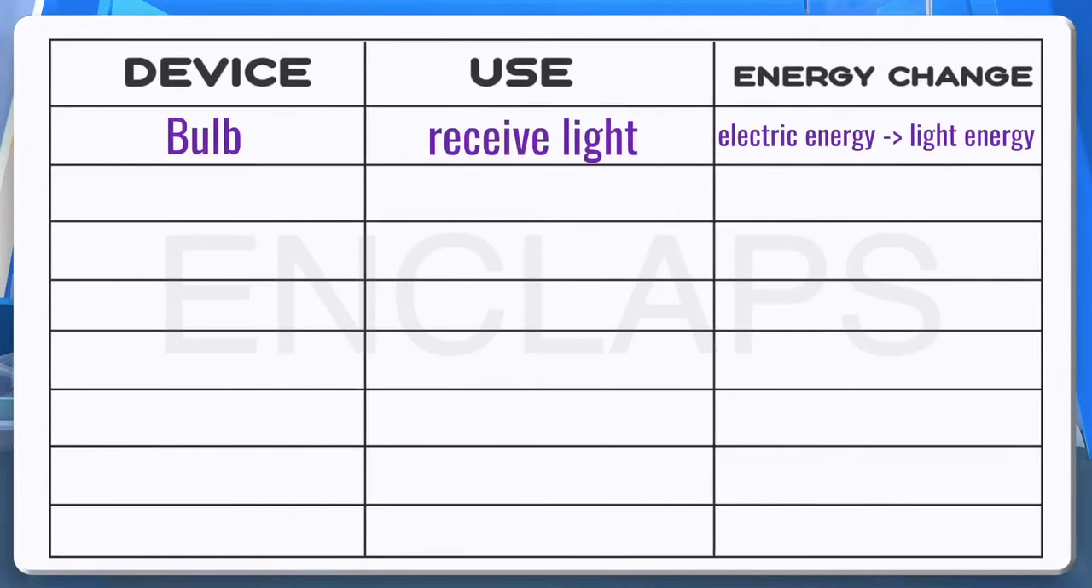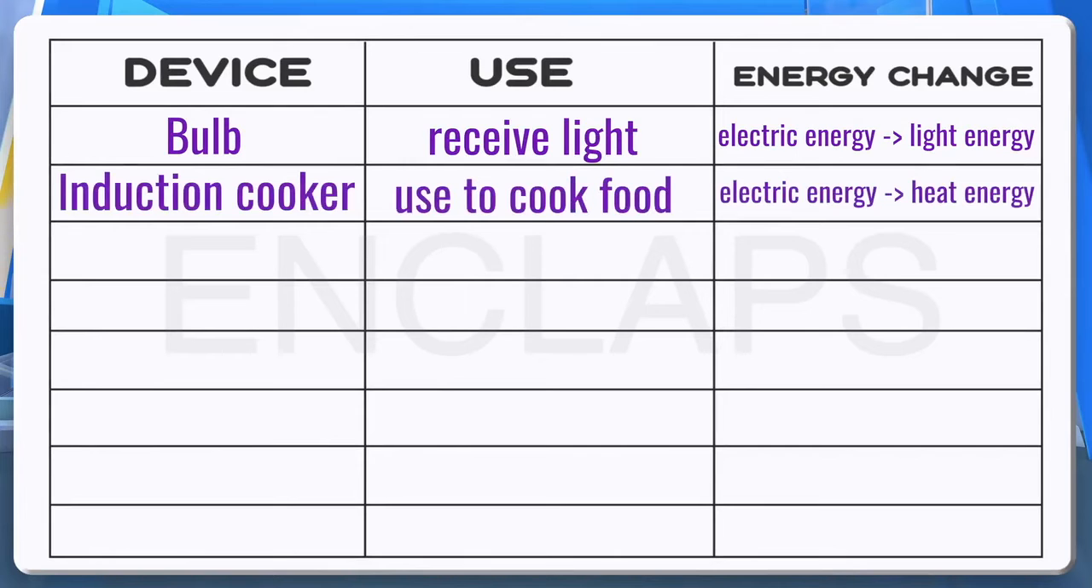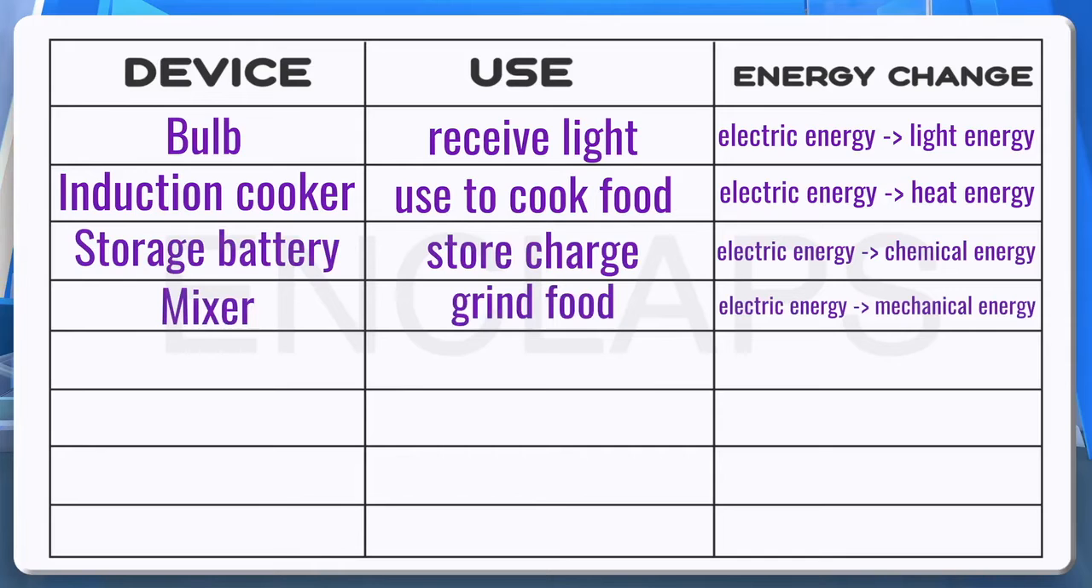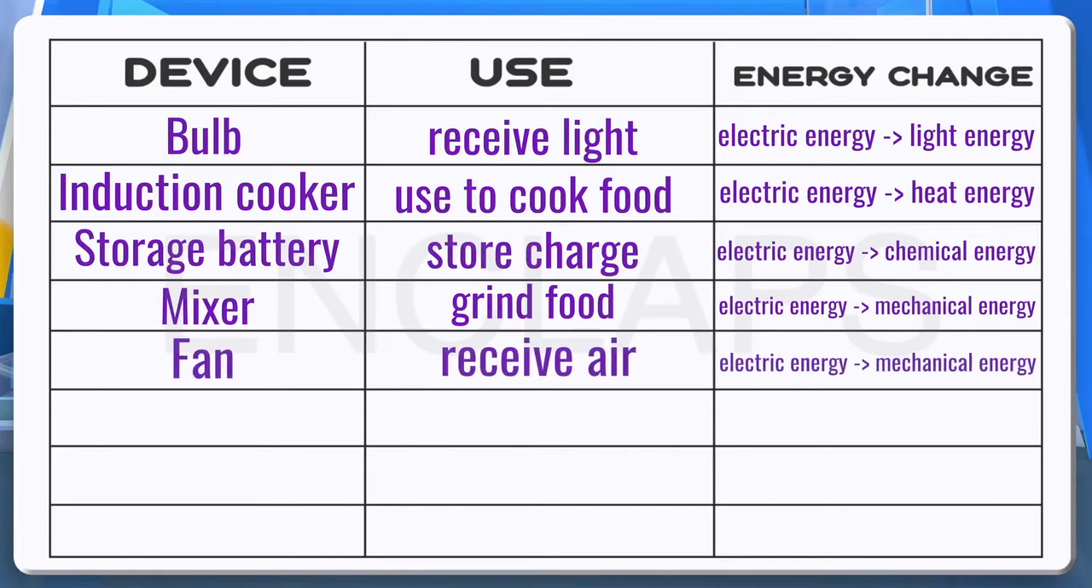A bulb is used to receive light. What does it do actually? It converts electric energy into light energy. The induction cooker that we use to cook food converts electric energy into heat energy. The storage battery used to store charges converts electric energy into chemical energy. The mixer used to grind food converts electric energy into mechanical energy. The fan used to receive air converts electric energy into mechanical energy.